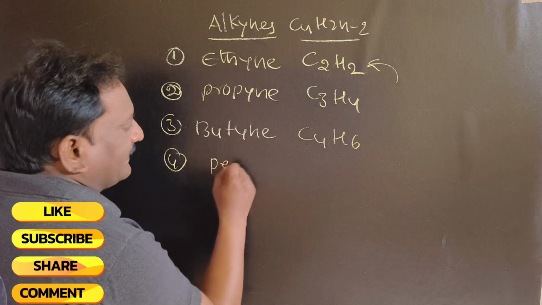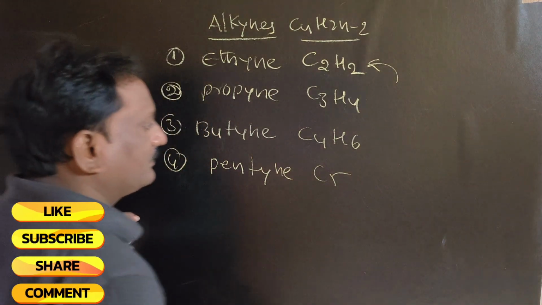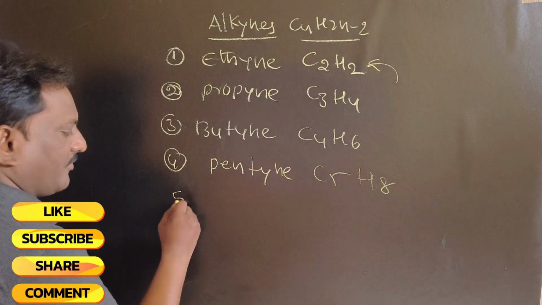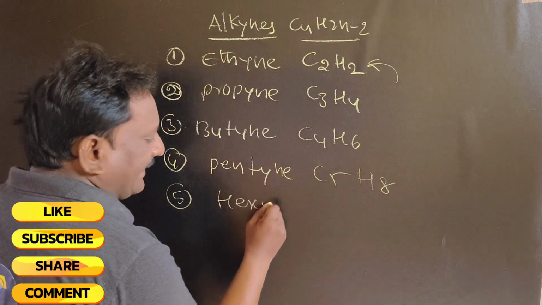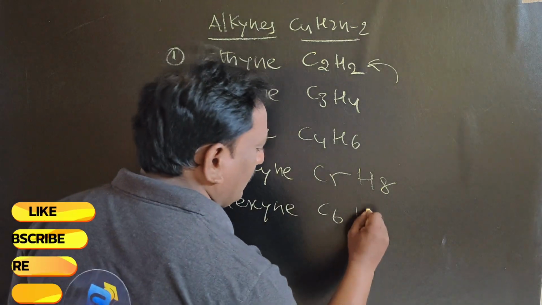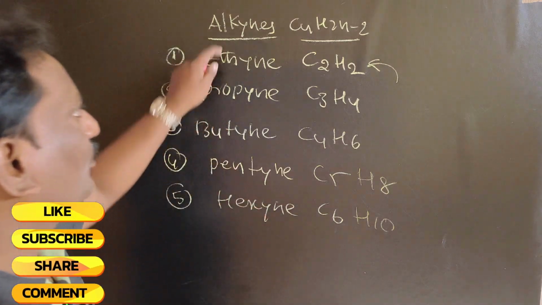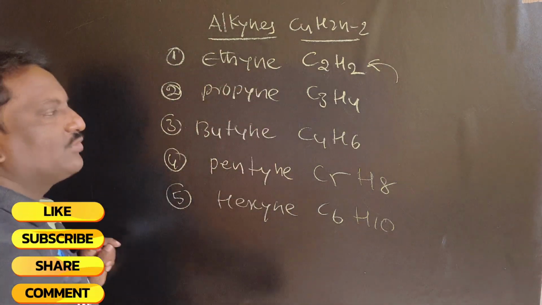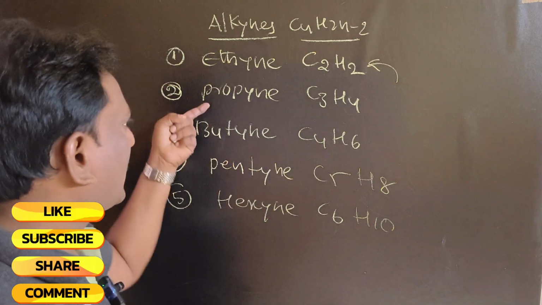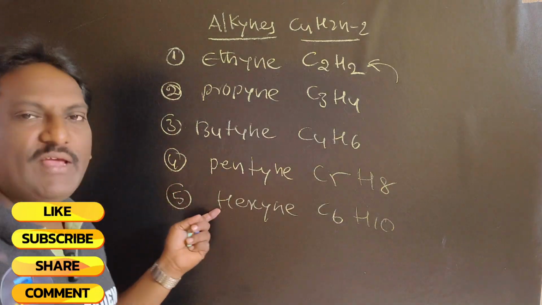Next, pentyne, C5H8. The fifth member will be hexyne, C6H10. So these are the names and chemical formulas of the homologous series of alkynes. The first member is ethyne, C2H2, second propyne, third butyne, fourth pentyne, fifth hexyne.